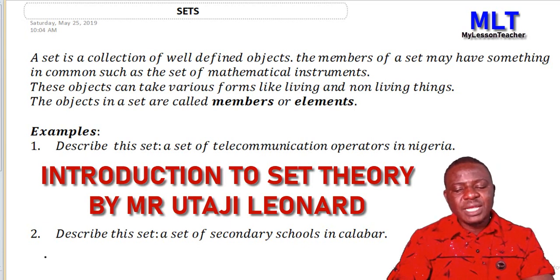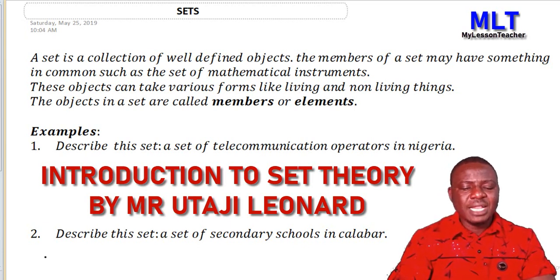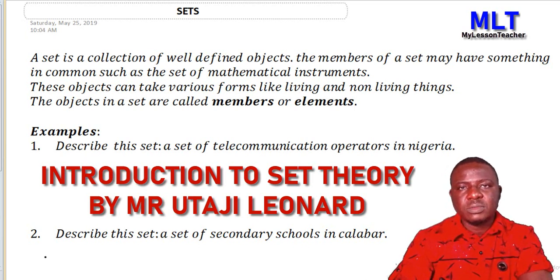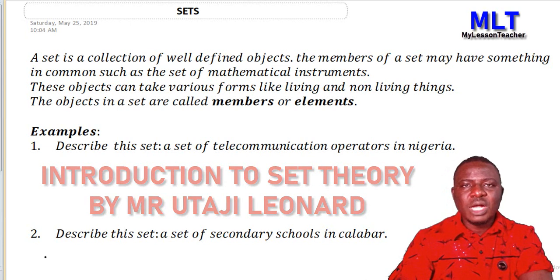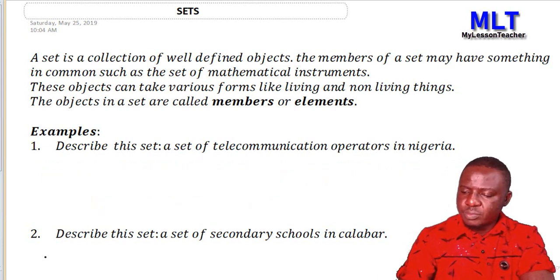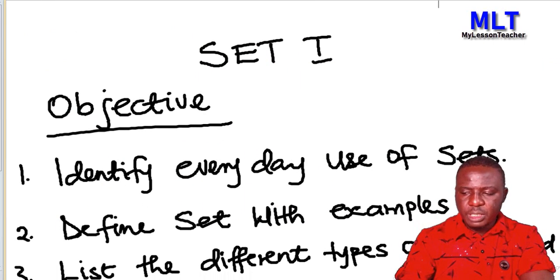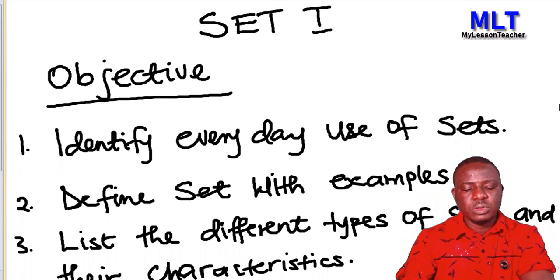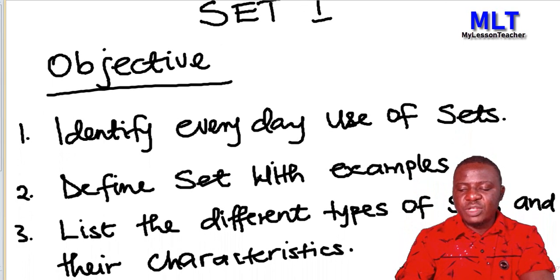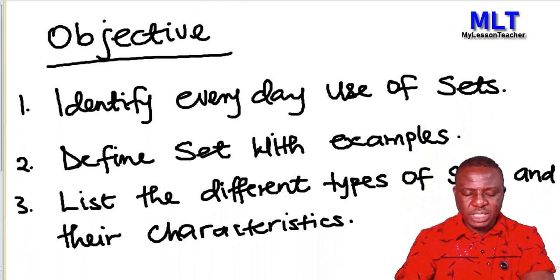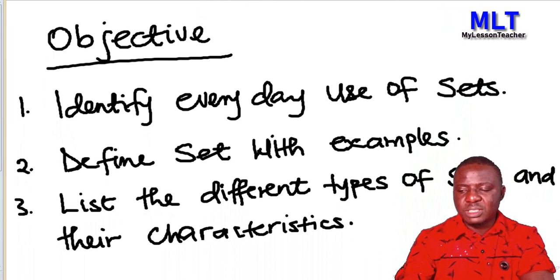And these objects can take various forms, like living and non-living things. The objects in a set are called members or elements. Before we move ahead, let's look at the objectives of today's class. Some of the objectives include: we shall try to identify everyday use of sets. We'll also define sets with examples and list the different types of sets and their characteristics.